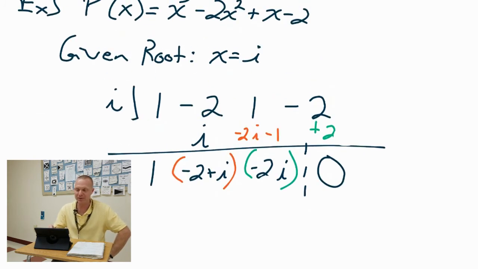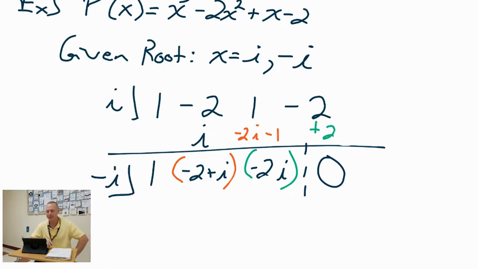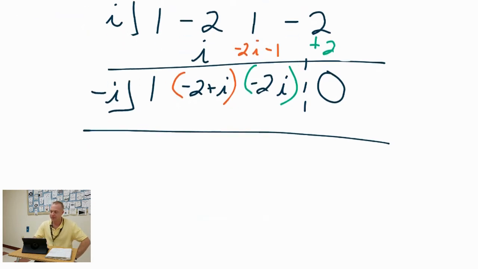Instead, what we want to remember is that if i is a root, that means that -i is a root. It's always going to come in a pair. So, yep, I'm going to divide again, but this time I'm going to divide by -i. All right, now check this out. You drop down your 1, you multiply these together. That gives you -i. You add -2 plus i and -i. Yep, it cancels out to just be -2.